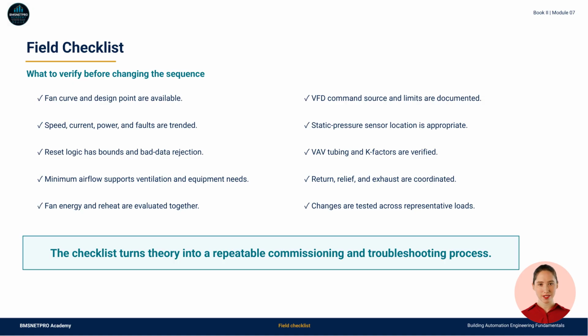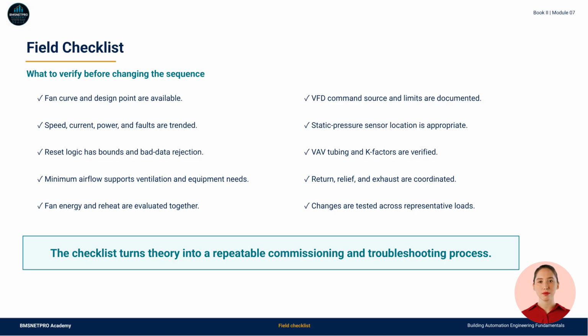Use this checklist before making fan or VAV sequence changes. Confirm the fan curve and design point. Verify the VFD command source, limits, handoff auto status, feedback, fault status, and bypass condition. Trend speed, current power, static pressure, and terminal demand. Confirm that the static pressure sensor location is appropriate.